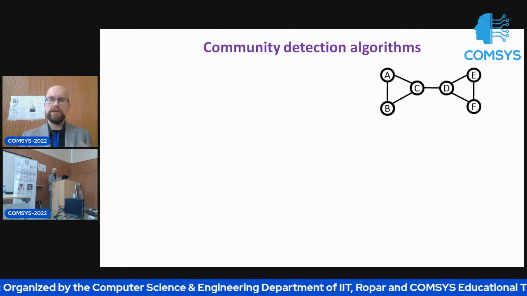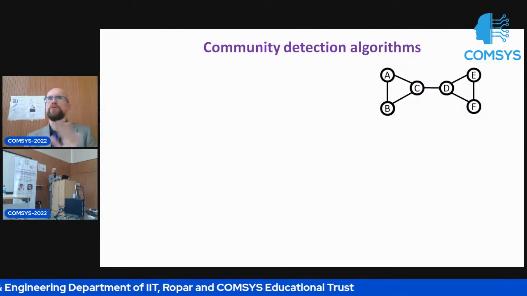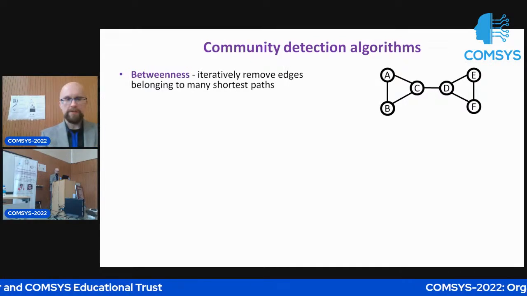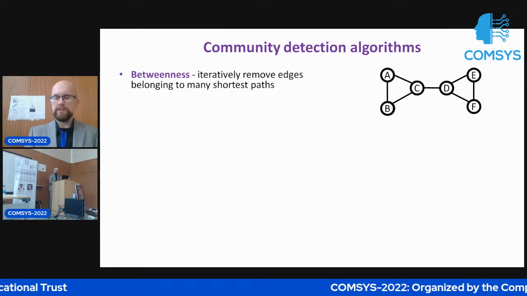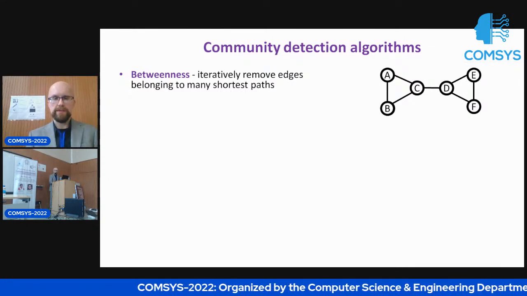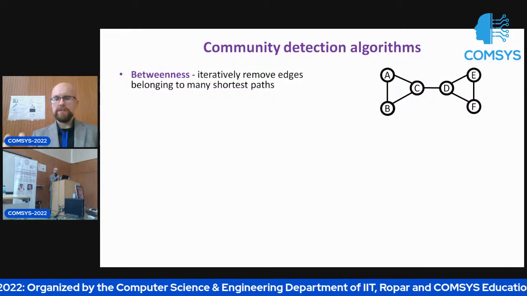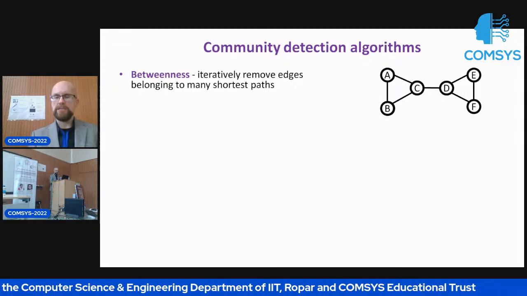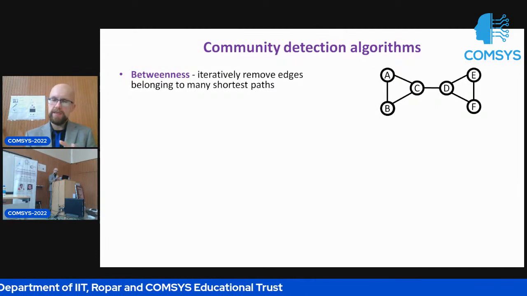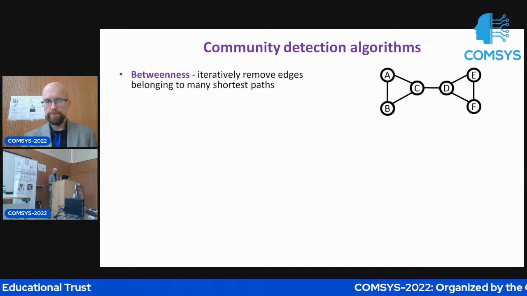So how can community detection algorithms work? I will describe two in a little bit more detail and give an intuition behind another five. Okay, so first algorithm is betweenness, which is also called Girvan-Newman from the names of people who designed it. The idea is that we iteratively remove edges from the network, edges that lie on many shortest paths in this network, because the idea is that many shortest paths will run between the communities and not within the communities.